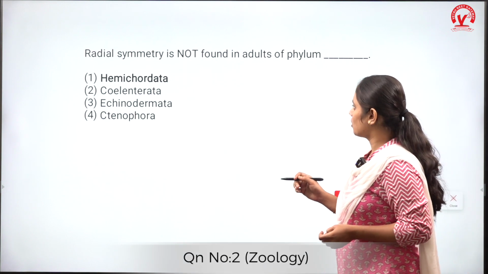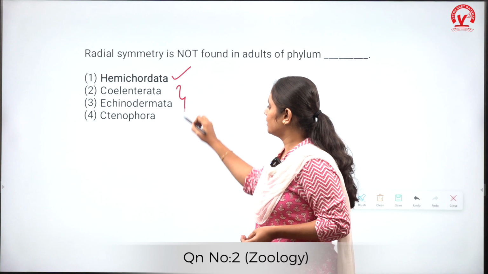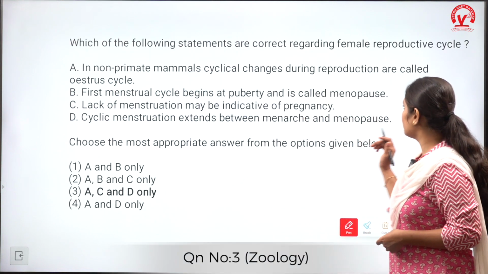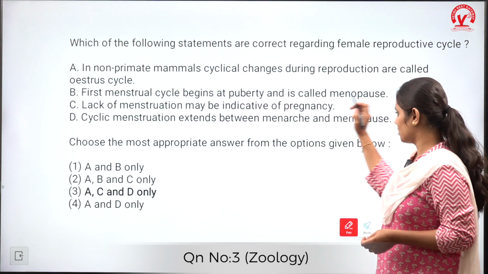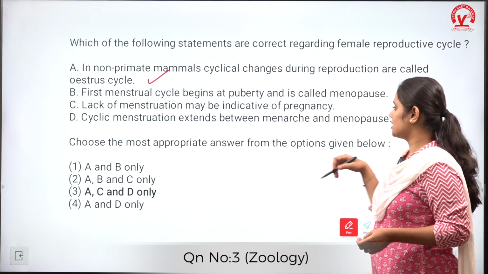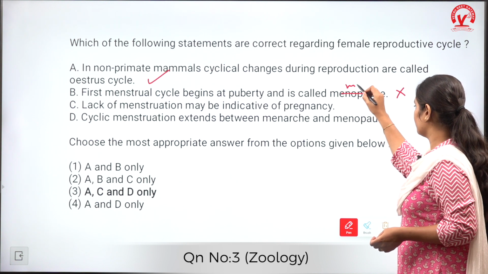Radial symmetry is not found in adults of which phylum? So the answer will be Hemichordata, whereas the other 3 phyla will have radial symmetry. Which of the following statements are correct regarding the female reproductive cycle? In non-primate animals, cyclic changes during reproduction are called the estrous cycle. So A is correct. B: first menstrual cycle begins at puberty and is called menopause. This is wrong because it will be menarche.